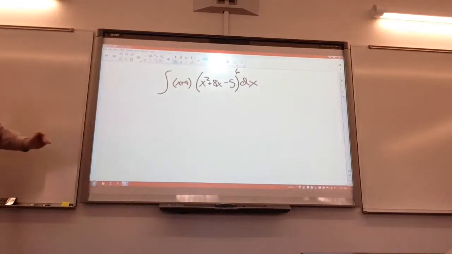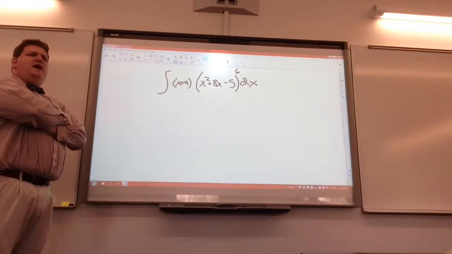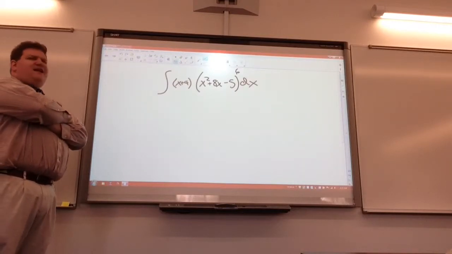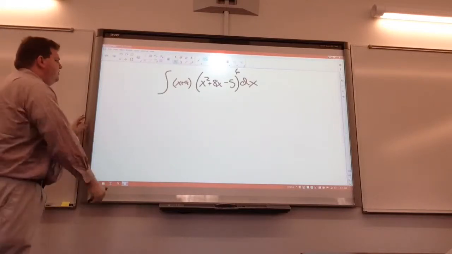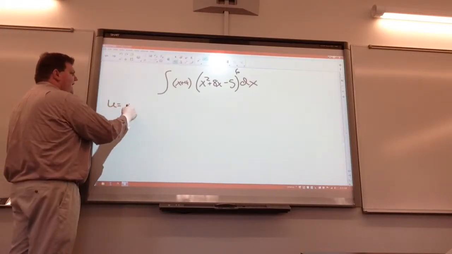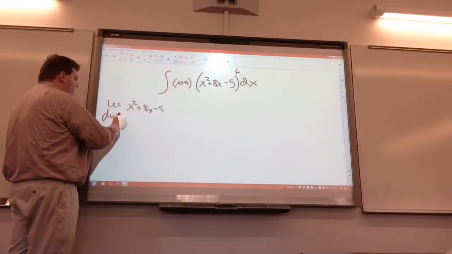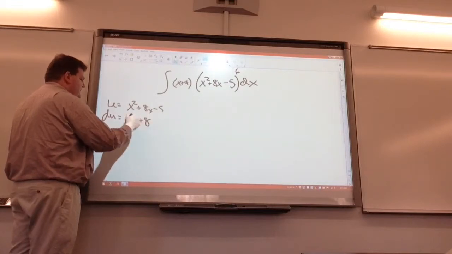Right off the bat, what do you think u should be? x squared plus 8x minus 5. That's the most complex thing up here. It's also the thing that's in big parentheses. Yes, x plus 4 is also in parentheses, but it's not as complex. So we'll make u equal to x squared plus 8x minus 5. What's du going to be? 2x plus 8 dx.